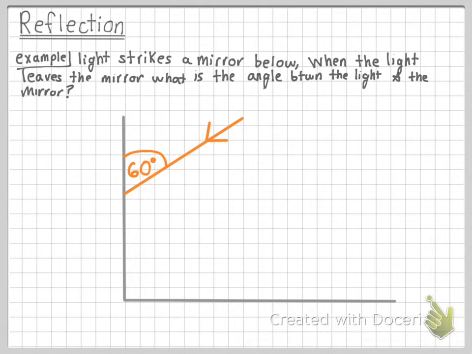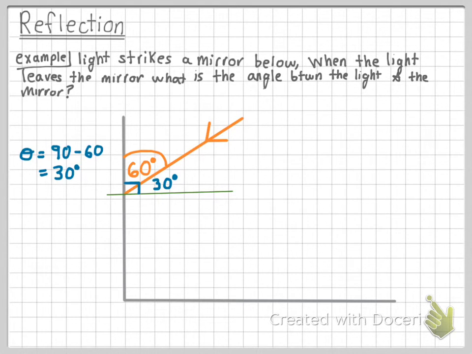A light strikes a mirror below. When the light leaves the mirror, what is the angle between the light and the mirror? The first step is to always draw a normal line, which is perpendicular to the interface. Once this is drawn, we want to analyze the incident and reflected angle. The incident angle is the angle between the normal line and the incident wave, so we have to calculate it. We know that the normal line is at a right angle to the interface, so to find this unknown angle we simply do 90 minus 60. So we find out that the incident angle is 30 degrees.